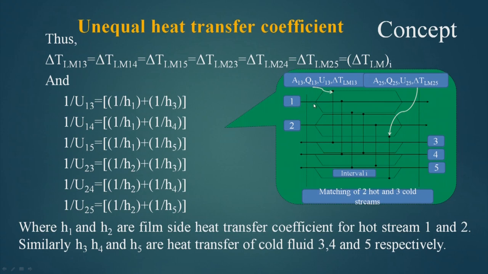That means, for stream 1, if this part has heat transfer coefficient H1, this part will also have H1, and this part will also have H1. Similarly, for cold stream 3, if this part has heat transfer coefficient H3, this part will also have heat transfer coefficient H3. So, I can write 1 by U13 is equal to 1 by H1 plus 1 by H3. Similarly, 1 by U14 is equal to 1 by H1 plus 1 by H4, and so on. I can express all the overall heat transfer coefficients in this manner, where H1 and H2 are film side heat transfer coefficients for hot streams 1 and 2, and H3, H4, H5 are the heat transfer coefficients of cold streams 3, 4 and 5 respectively.